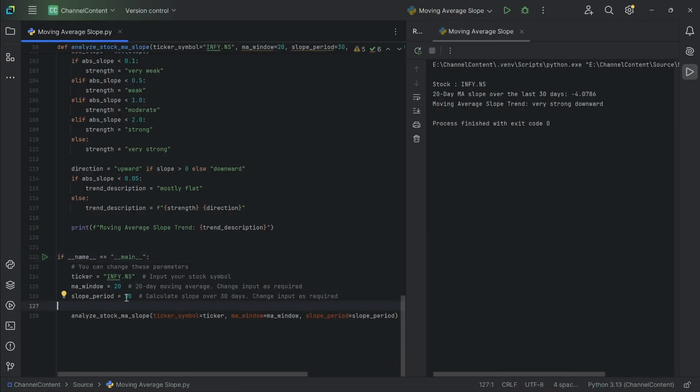The third input is basically the slope period. How long do you really want to consider the data going back? In this case, it's going back up to 30 trading sessions. So it would basically calculate the moving averages for this 30-day period. And then based on that information, it calculates the slope.